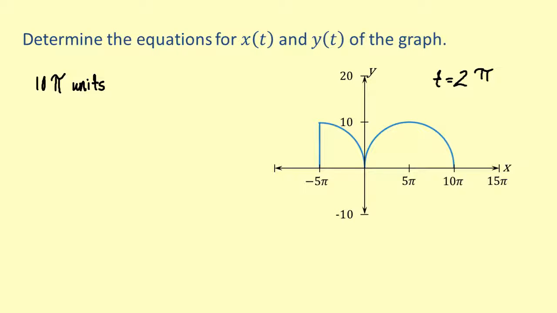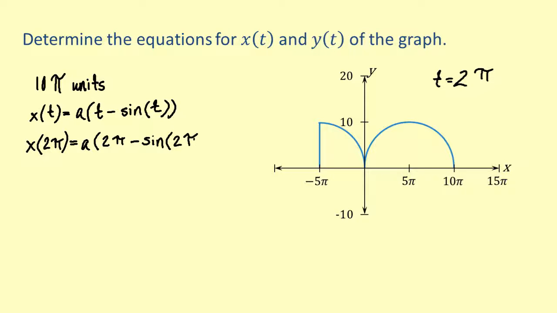We start with the general form equation for x. x of t equals a times t minus sine t. Substitute 2 pi for t. Since x of 2 pi equals 10 pi, we can simplify to get 10 pi equals a times 2 pi minus 0. Solving for a, we get that a equals 5.